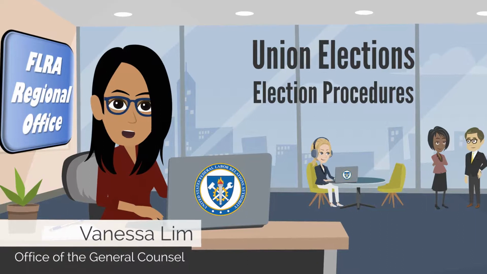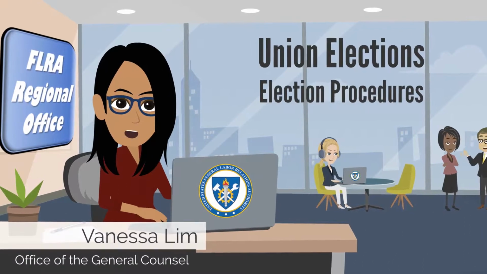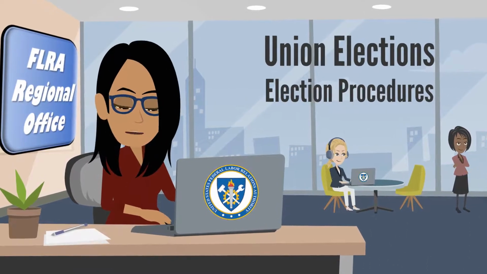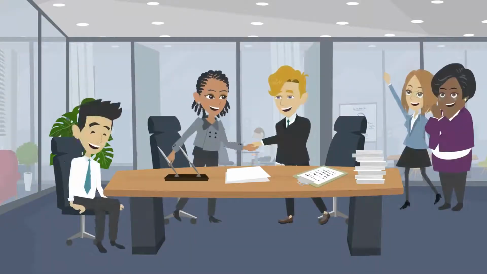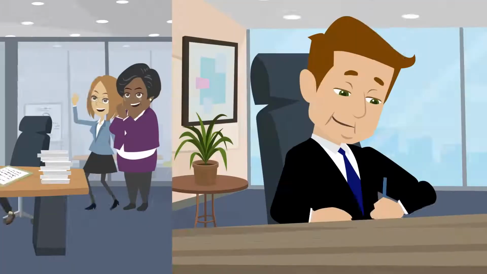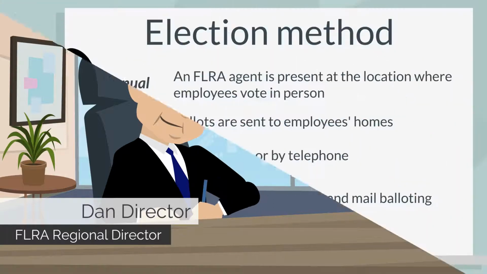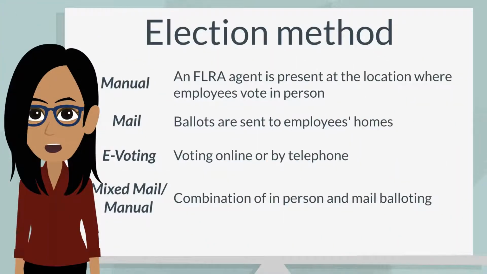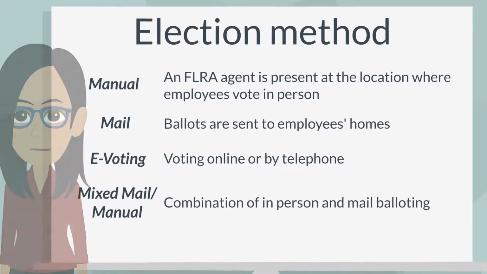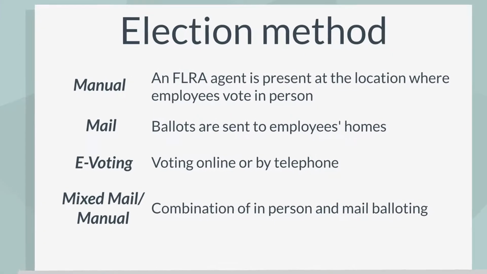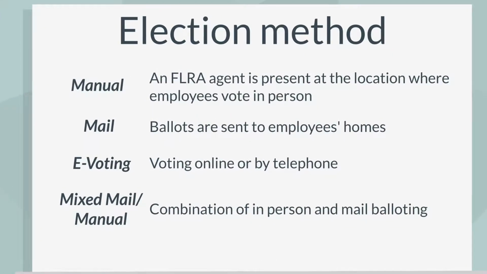In this third video on employee elections, we will discuss election procedures in the actual election. So, the parties have signed an election agreement or the regional director has directed the election. What happens next? It depends on the type, whether it's a manual, mail, or e-voting election. But there are some basic procedures that apply to all elections.